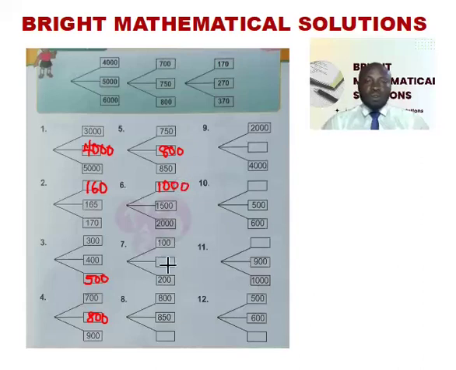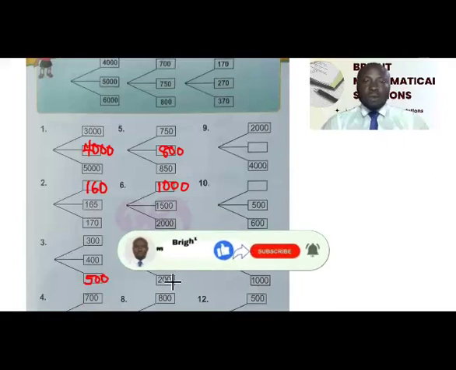We have 100, we have 200. The difference between 1 and 3 is 100. So what will now be the difference between the one that is in between? If we share the difference equally, this will now become 150.